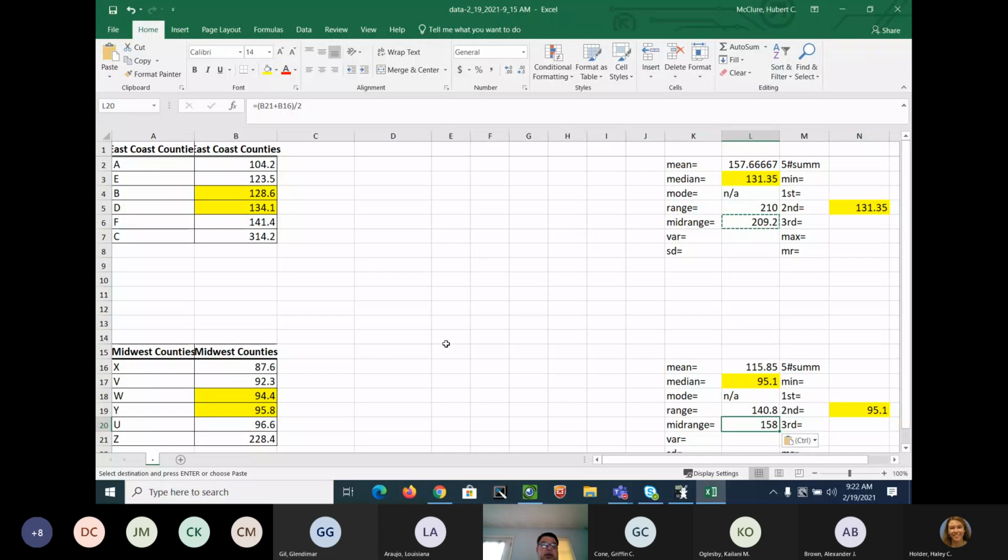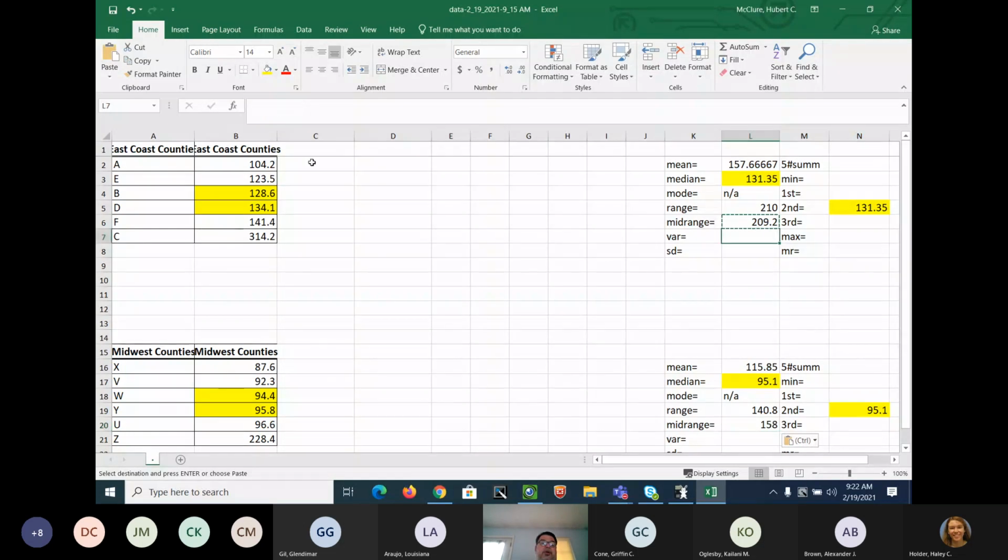I'm checking in my head to make sure. 287, that'd be 305 or 315? Yeah, that'd be about right. Somebody check that mid-range, make sure it's right. 158.